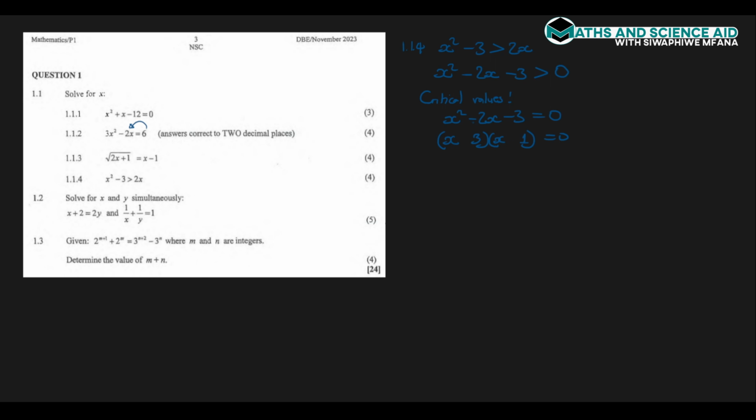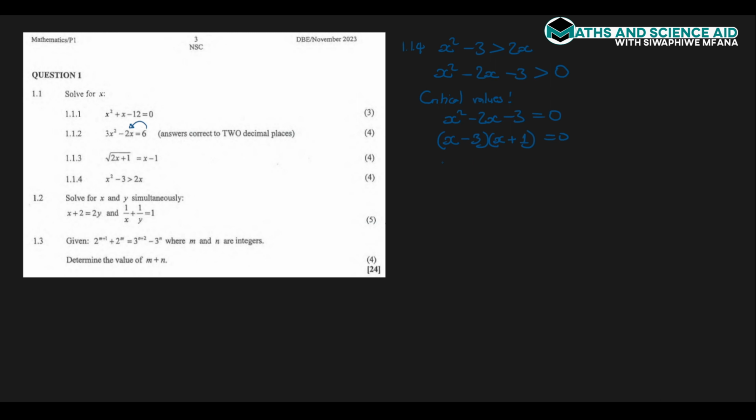Okay? And we then go to the middle term. The middle term is negative. This means that the bigger number between these factors of 3 must have the negative sign. So 3 is going to take the negative sign and 1 will take a positive sign. So we have now successfully factorized our expression. This was an easy factorization.